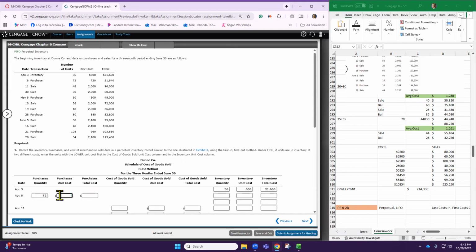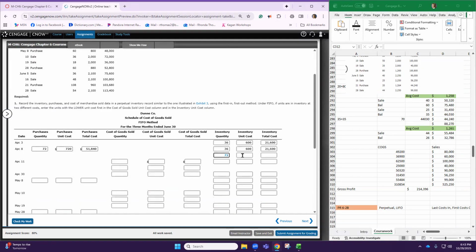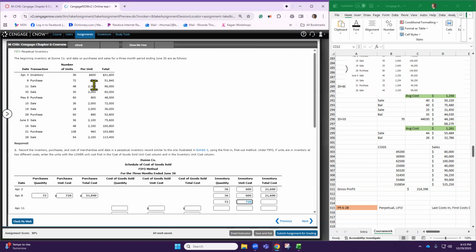With first in, first out, we're going to keep the costs separated. So before you put this new one, you bring the old one down. Bring it down and repeat. Now you just need to put in your new cost. What was $600 has now risen to $720. Wow, that's quite a jump. All right, so we've got those numbers figured out.